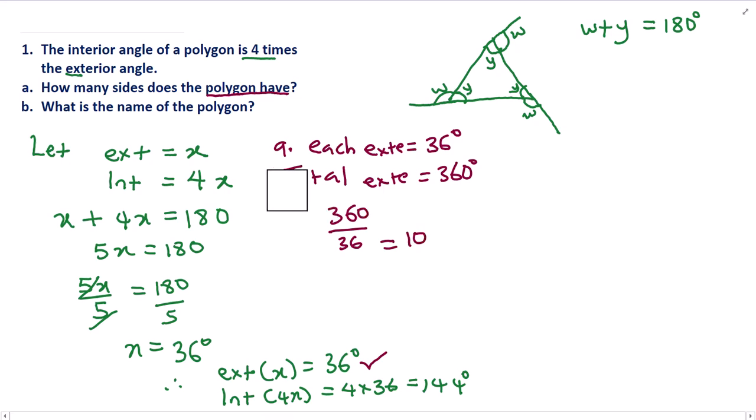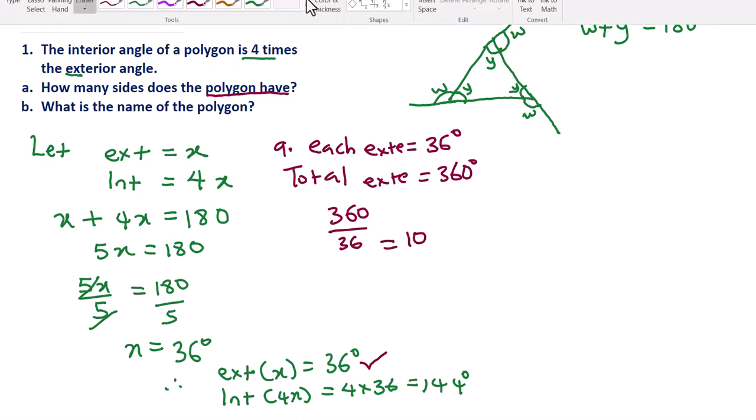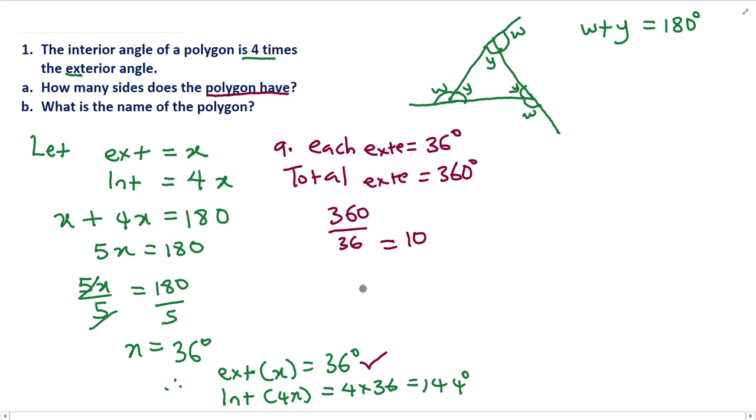I know I'm taking time to explain every one of these. So this is for the sides, not the degree. This is 10 sides. So we figured out that we have 10 sides. How many sides does the polygon have? 10 sides. To find the number of sides, just simply say total over each. The total exterior angle divided by each exterior angle will give you the sides. And that is it, we got 10.